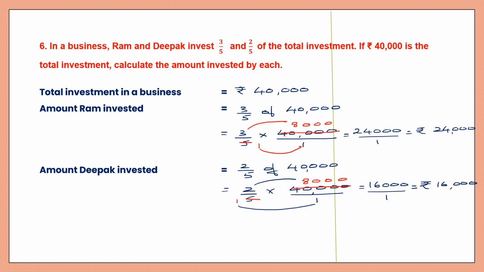So how much did Ram invest? Ram invested 24,000. Deepak invested 16,000, and together if you add up both, you'll get the amount 40,000.